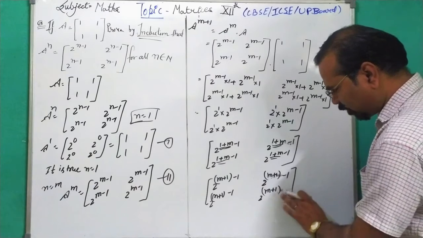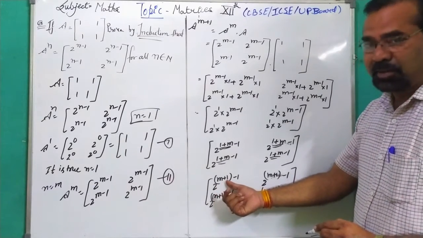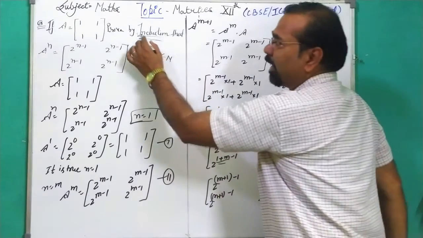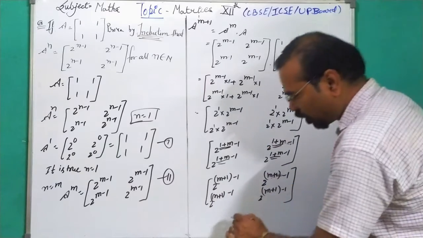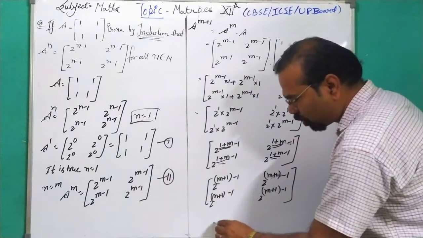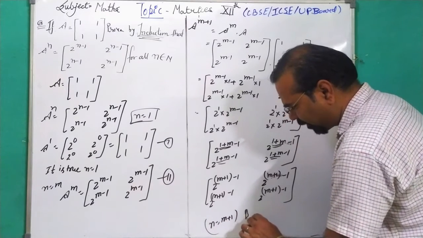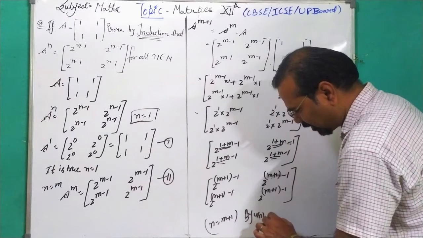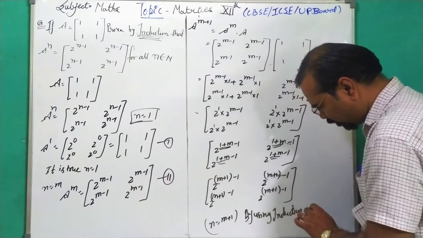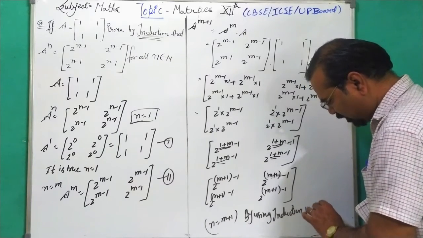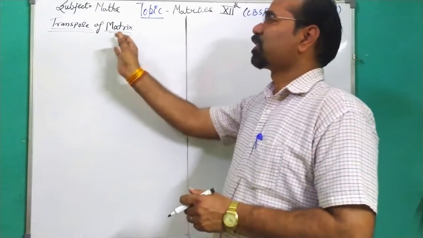So it is also true that 2 raised to the power m plus 1, that is the condition by the induction. We have to prove that it is also true for m plus 1. So it is also proved that n is equal to m plus 1 by using induction. Okay, students? Any doubt? I think you have understood. Hence proved.